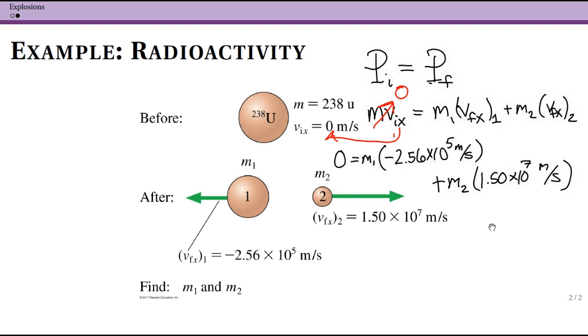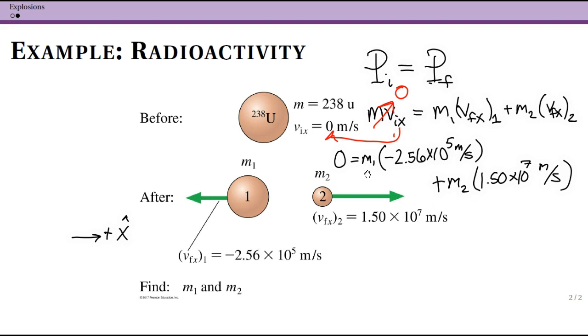You also need to be careful about your signs. That m1 is traveling to the left, so that has a negative velocity. This is a one-dimensional problem, where as normal, we're saying that the positive x-hat direction is to the right. So we have mass 1 times our negative velocity here, mass 2 times our positive velocity here. Now the goal is to solve for m1 and m2. Note that in this case I have one equation with two unknown variables. There's no way to solve this.